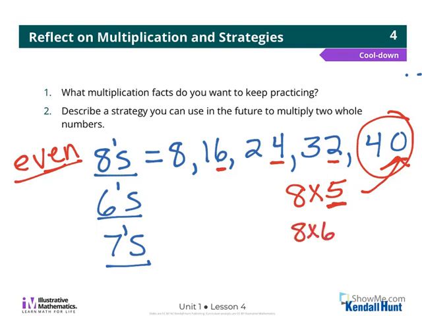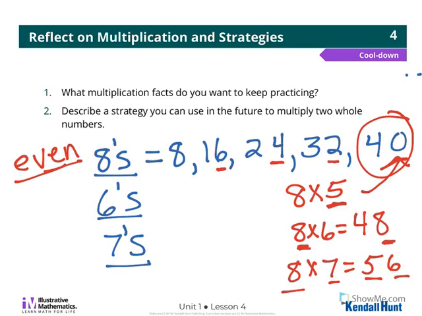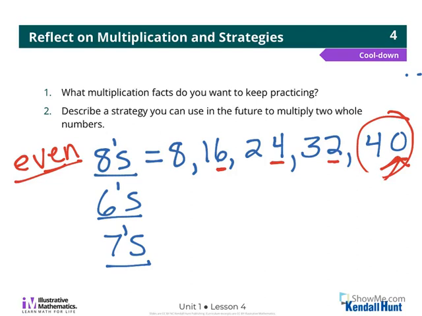8 times 6 is 48. That kind of sounds like it has some rhyme or rhythm to it. 8 times 6 is 48, probably because it has an 8 here and an 8 here. And I told you guys 8 times 7 is 56. 5, 6, 7, 8. 8 times 8 is 64. With your 8s, you just got to remember it's an even number, and for the most part, you just memorize it. So lots of practice with that one.